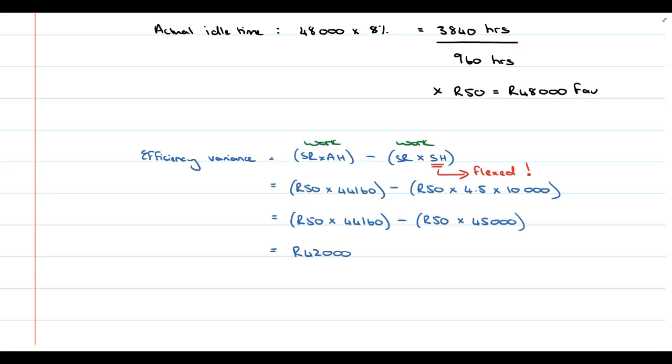All right, so if they actually produce 10,000 units, it should take 4.5 hours per unit, so it should take 45,000 hours. It actually took 44,160 hours, so because it actually took less time than what it should have, this variance is going to be favorable.